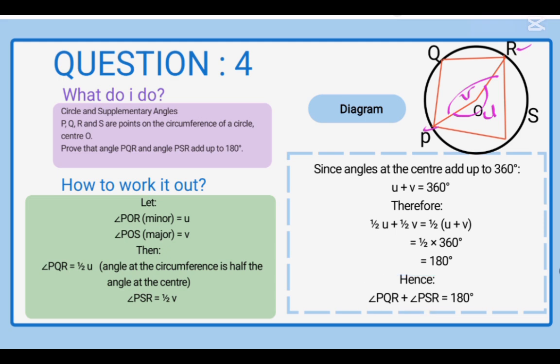It's 180 degrees, which we have been able to prove because they are half of U plus half of V. When we add them together, they are half of what? Half of U and half of V, which is what? 180 degrees according to our proof. So it's very easy to prove this one now. Okay, thank you. Let's go to number 5.